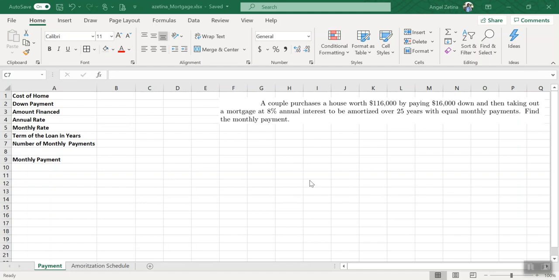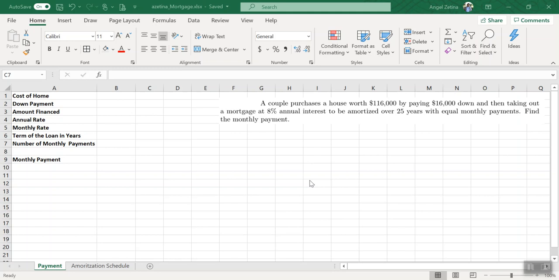Okay guys, in this video we're going to be looking at how to construct an amortization schedule for a mortgage. So let's get right into it. The question reads: a couple purchases a house worth $116,000 by paying $16,000 down and then taking out a mortgage at 8% annual interest to be amortized over 25 years with equal monthly payments.